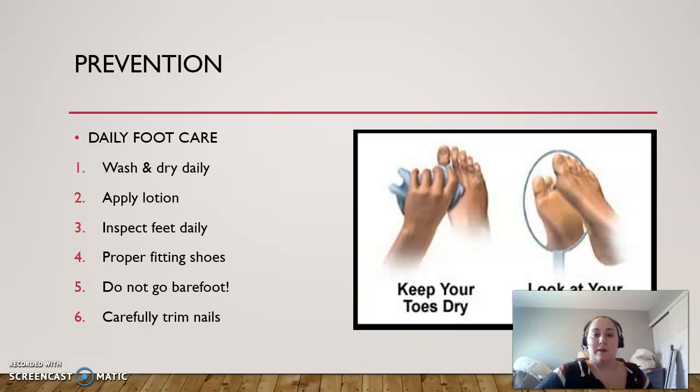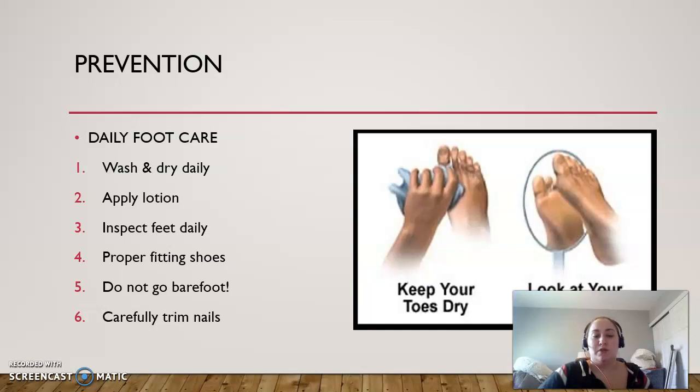We're going to inspect our feet daily. So we're going to look for cuts, red spots, warm areas, calluses, which is hardened skin, ingrown toenails, changes in color, or anything that doesn't look normal from your feet, any kind of change. We're going to make sure we're wearing properly fitted shoes.